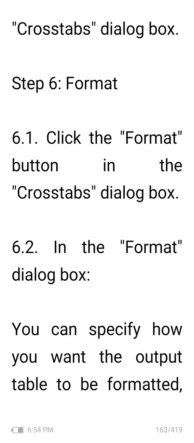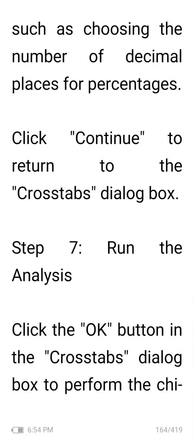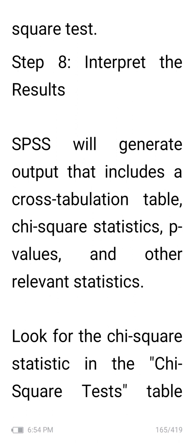Then format. Click the Format button in the Crosstabs dialog box. In the Format dialog box, you can specify how you want the output table to be formatted, such as choosing the number of decimal places for percentages. Click Continue to return to the Crosstabs dialog box. Then run the analysis. Click the OK button in the Crosstabs dialog box to perform the chi-square test.